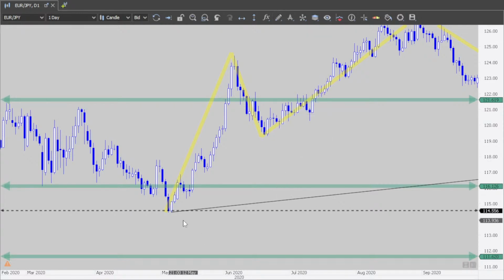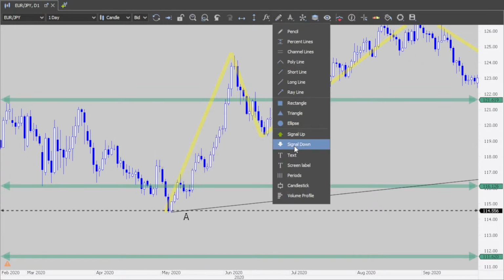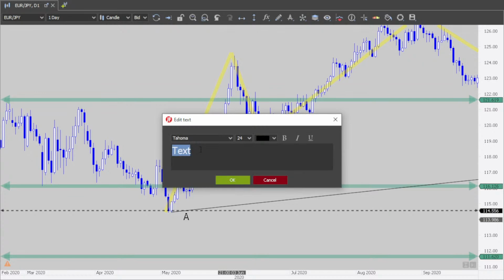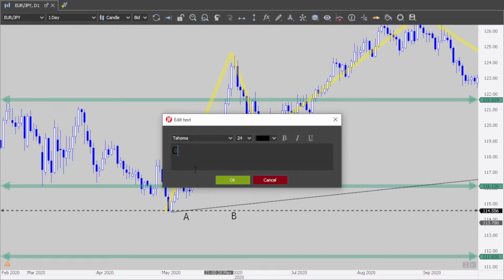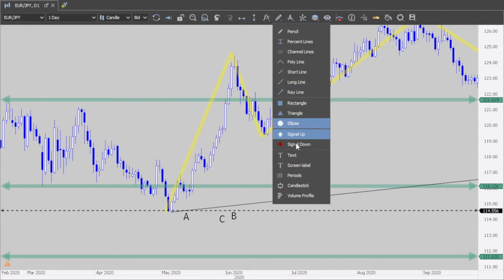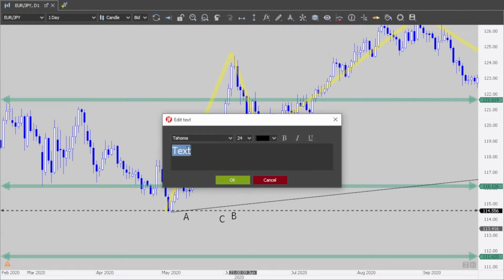Text, there you go. We're going to have our ABCD. This is the A. Text, this is going to be the B somewhere. Then we are going to have the C, ABC, and text. Then we are going to have the D.